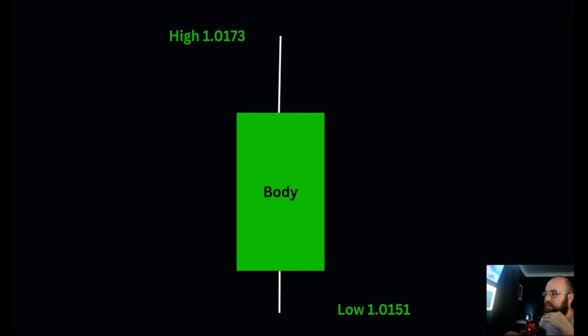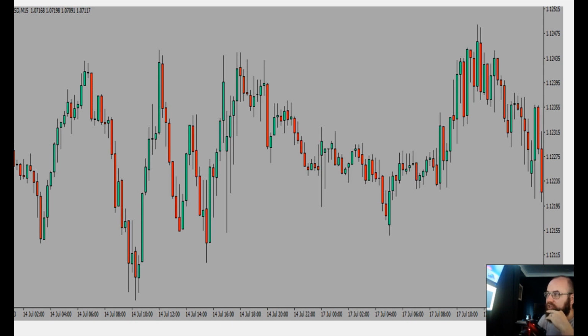Let's go back to this chart here. You can now see we have candle bodies and candle wicks. This candle here had an open here and a close here, a high and a low. Open, close, high, low. Bullish candles, bearish candles.